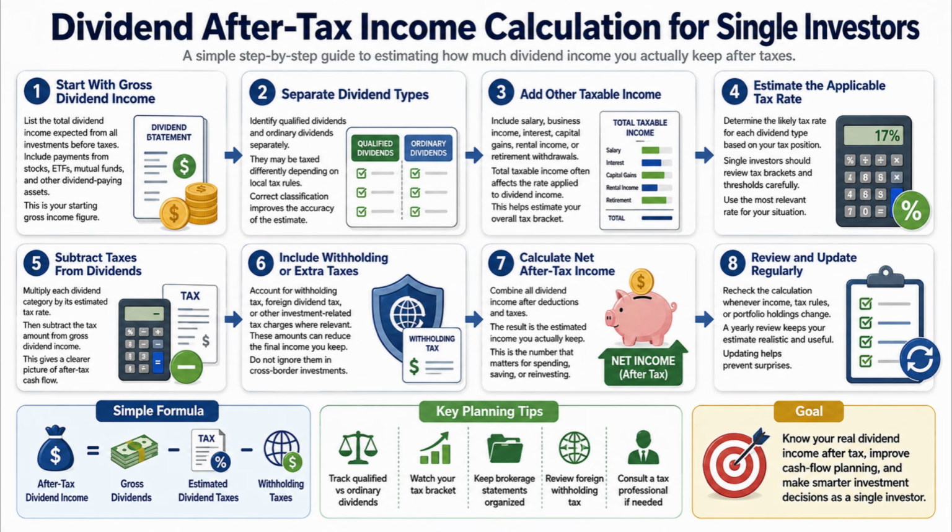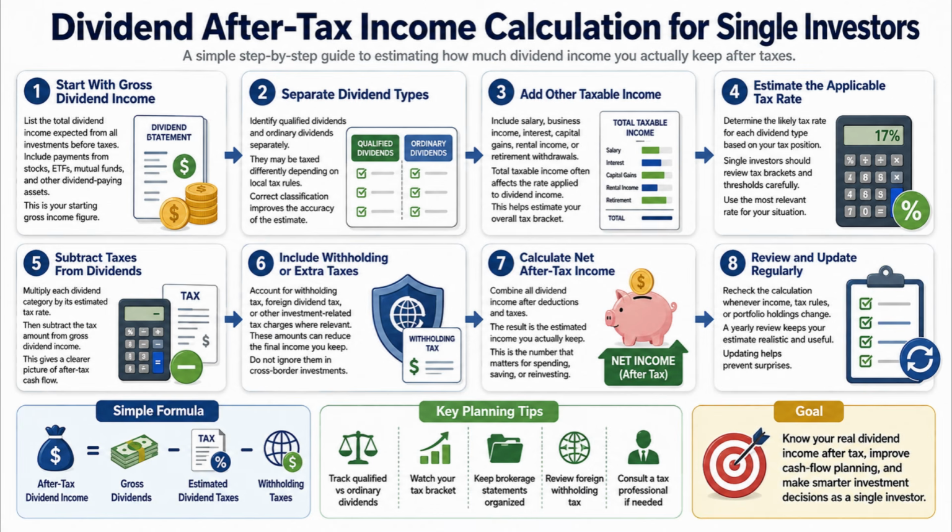After that, add other taxable income. For a single investor, dividend tax is often affected by total taxable income, not just dividends alone. So, salary, business income, interest income, capital gains, rental income, or retirement withdrawals should also be included. This helps estimate the overall tax bracket and gives a more realistic picture of what tax rate may apply.